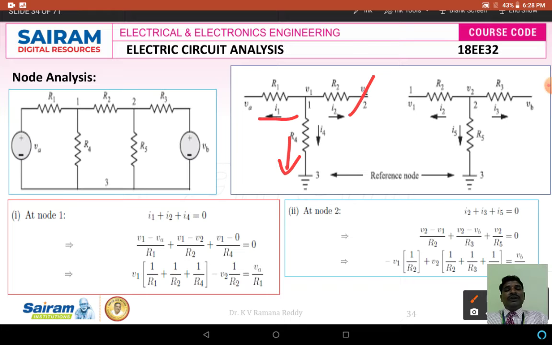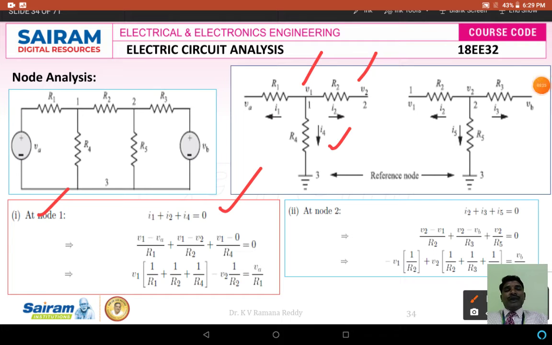So I1, I2, I4 are the branch currents moving away from node 1, and the node 1 voltage is V1. I1 is the branch current flowing from V1 to VA, I2 is the branch current flowing from V1 to V2, and I4 is the branch current flowing from node 1 to node 3 through R4. Now I am going to apply Kirchhoff's current law. The equation at node 1, with all currents moving away from the node, is I1 plus I2 plus I4 is equal to 0.